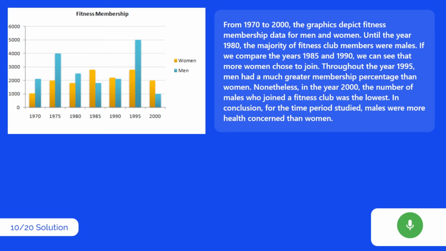Throughout the year 1995, men had a much greater membership percentage than women. Nonetheless, in the year 2000, the number of males who joined a fitness club was the lowest. In conclusion, for the time period studied, males were more health concerned than women.